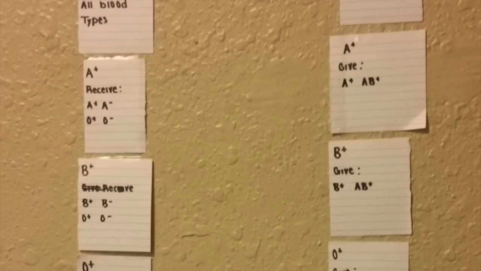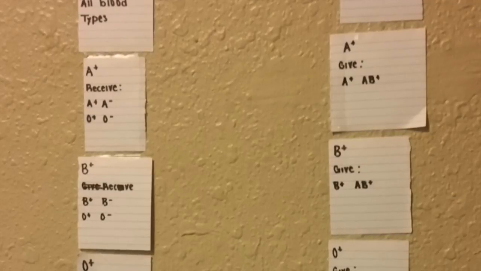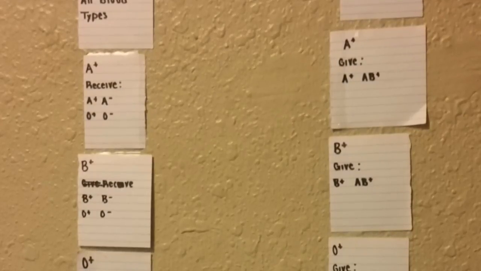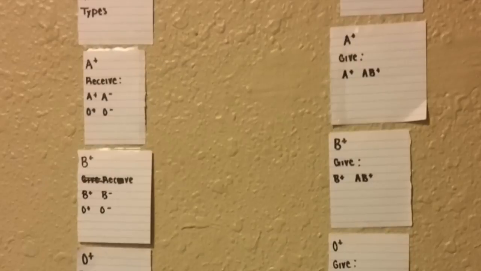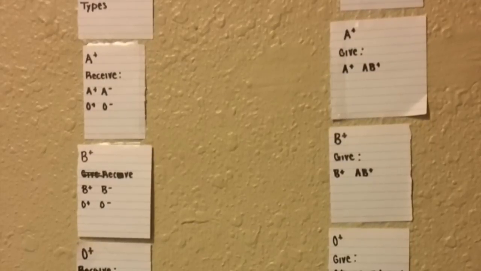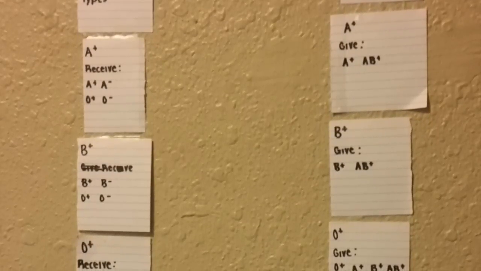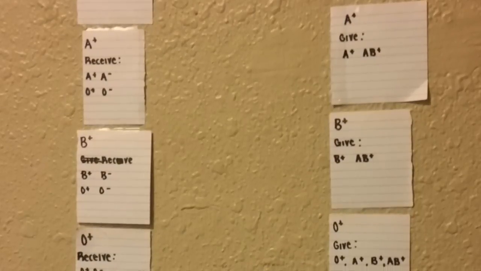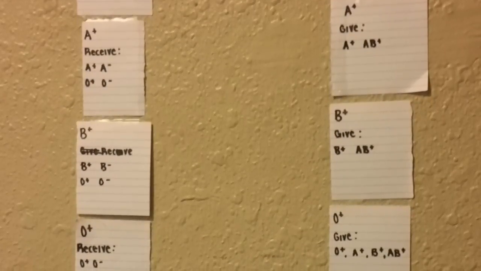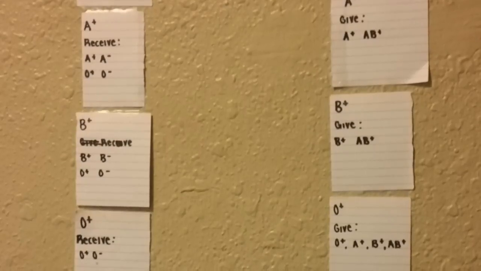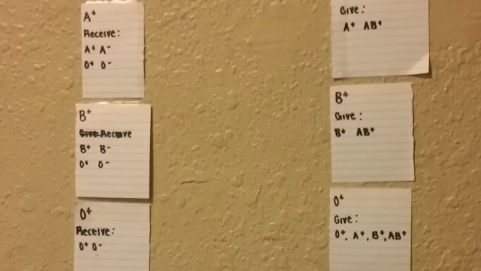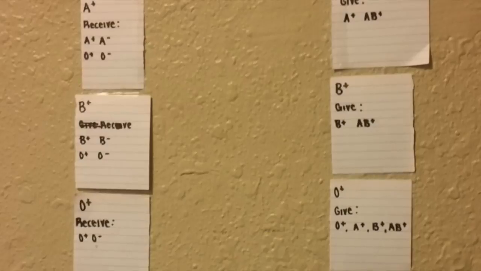O positive gives to all the positives, but receives both O's. A positive gives to A and AB positive, and receives both O's and A's. B positive gives to B and AB positive, and receives both B's and O's. AB positive gives to AB positive, and receives all blood types.